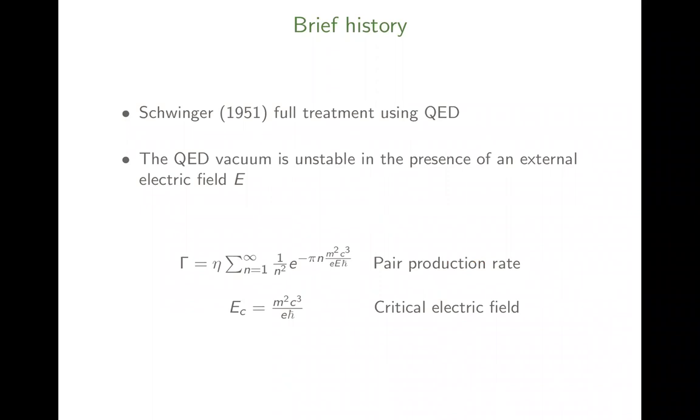It took actually 20 years for Schwinger to give a complete explanation for this effect in terms of modern quantum field theory language. And he actually discovered that the vacuum of QED is unstable in the presence of an external electric field. And here is the pair production rate of this electron-positron pair that you can excite applying an external electric field to the vacuum. The critical electric field needed for this pair production rate to be non-negligible is actually very strong. And it depends on the mass of the electron squared.